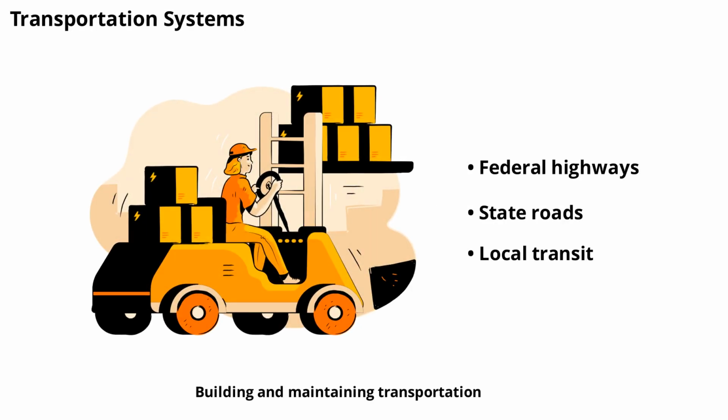Building and maintaining transportation systems is a shared responsibility. The federal government funds interstate highways, states manage state roads, and local governments handle city streets and public transit. By working together, these levels ensure that people and goods can move efficiently across the country.